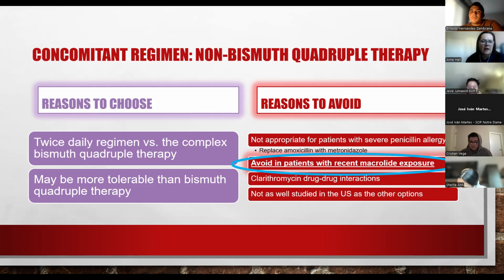This one is not as well studied as the other options. So I think of this as kind of like, even though it's in our lump of first line options, it's kind of our last first line option in my brain.